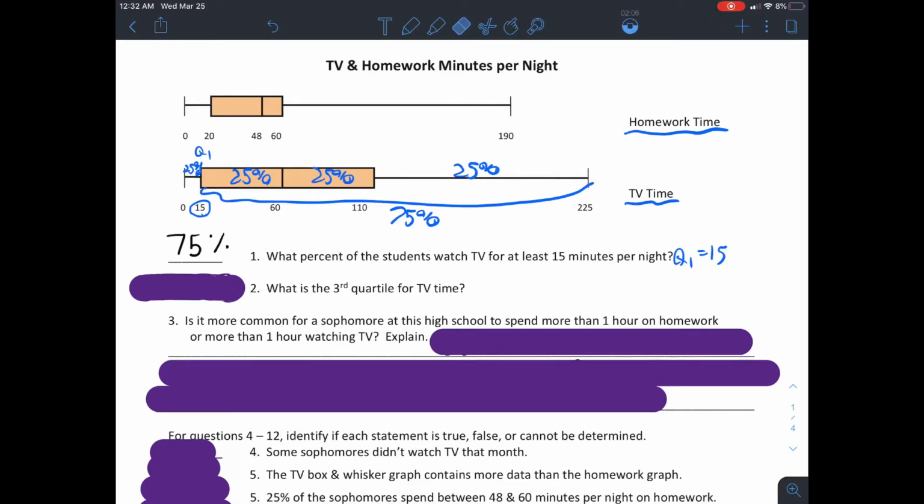Our next question asks us, what is the third quartile for TV time? So we're still looking at our second graph here for TV time. And it wants to know what the third quartile is. Well, I know that the third quartile ends my box portion of my box and whisker plot. And that portion of our diagram is labeled 110. So I'm going to say that the third quartile for TV time is 110 minutes. And that's correct.